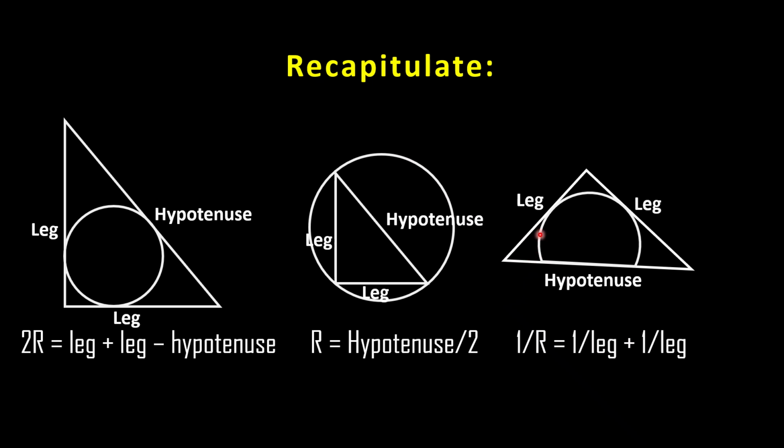This is a semicircle inside. The diameter is along the hypotenuse, and the other two sides are tangents. Then 1 by r equals 1 by first leg plus 1 by second leg. That's a quick summary.